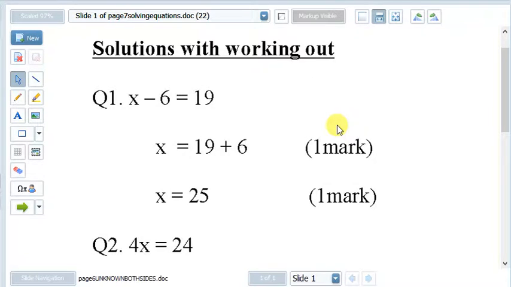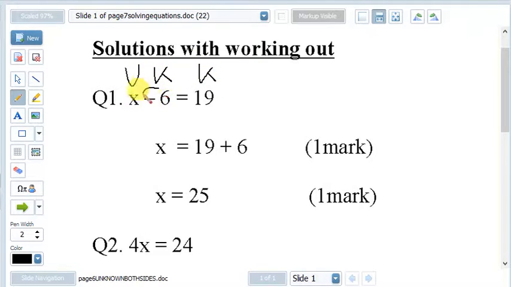Okay, so question 1, and that is x minus 6 equals 19. So x is an unknown, minus 6 is a known, and 19 is a known. So therefore we've got to get U's on one side and K's on the other. So we move the minus 6 across to the other side to get that. X equals 19 plus 6, because change side, change sign, so a negative 6 on that side becomes a positive 6 on that side, so equals 25.